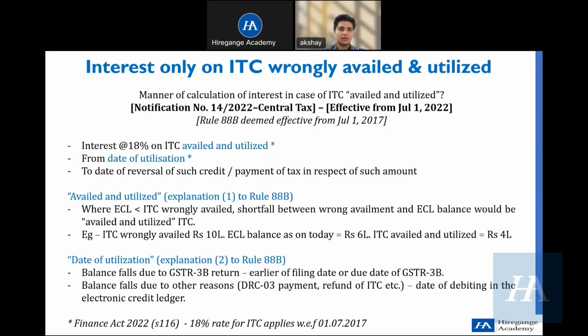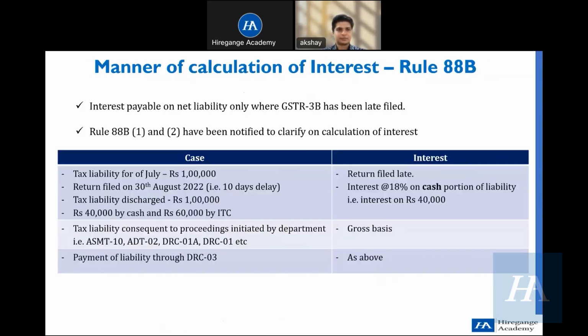So now that we have all the details, that is the date of utilization and when it is considered as availed and utilized, the calculation of interest is only procedural. Please ensure it is done at 18%, and this would be applicable from 1st July 2017. In any situation where you have paid the interest on ITC wrongly claimed at 24%, if it is significant enough, you could go for a refund and obtain the refund from the government.